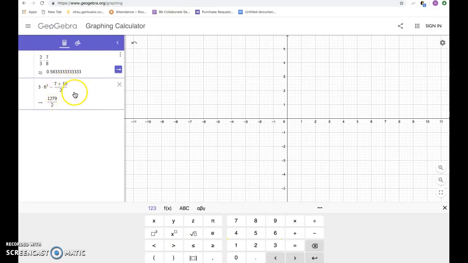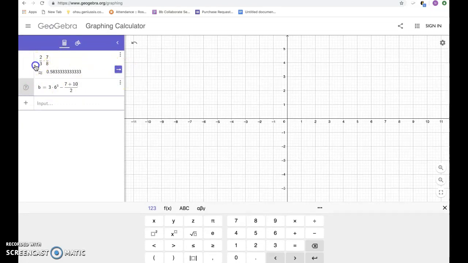And now we have this whole expression right here simplified right here. And once we want to know what it equals, it's 1279 divided by 2, which is approximately 639 and a half, a little more than a half, okay? And that comes from this exponent right here. So this calculator can be used for all of these things. It can also be used for graphing, and let me show you how to use it for graphing.